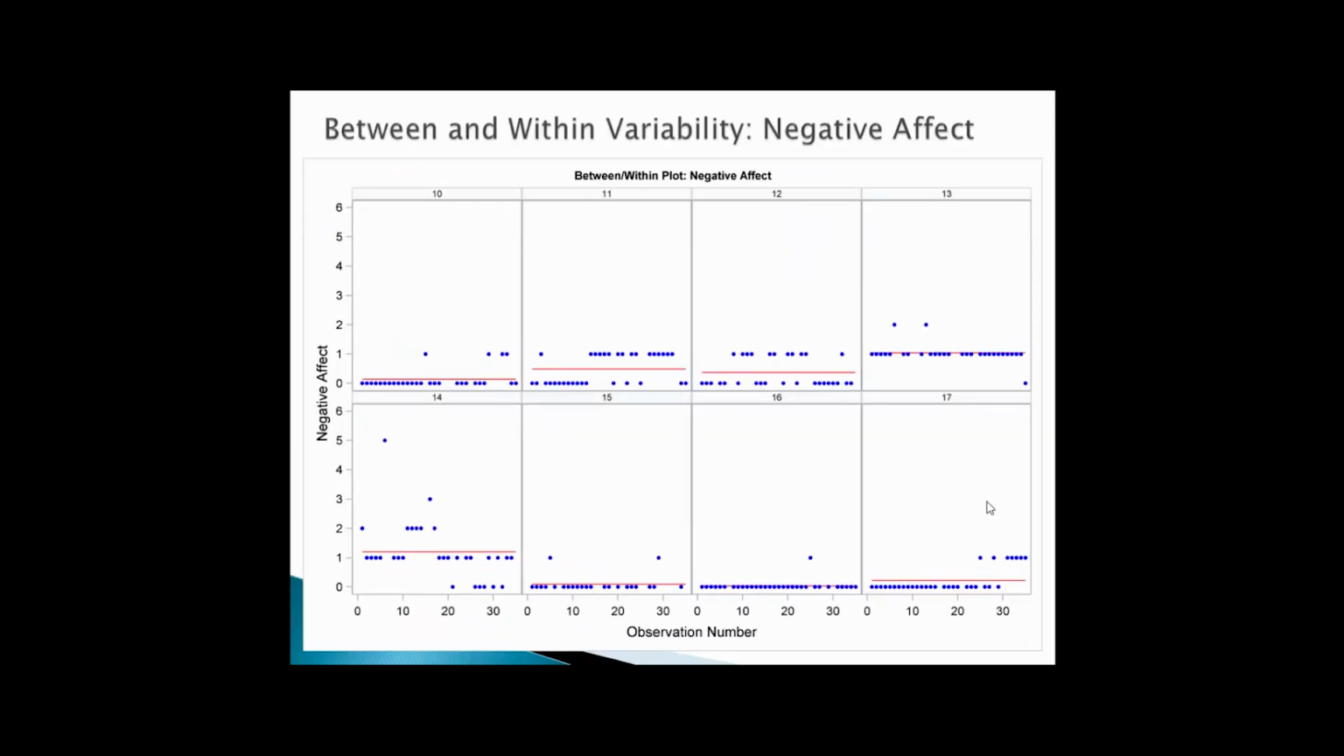And we can confirm that with this plot here. You can see the between and within variability for negative affect. Some individuals have higher levels of negative affect than others, and that's indicated by the red lines that indicate their means. You can also see that people are scattered about their means, showing variability in these scores from moment to moment.